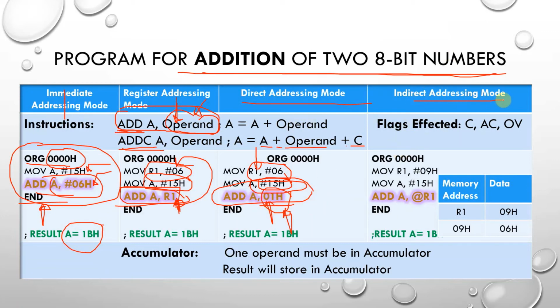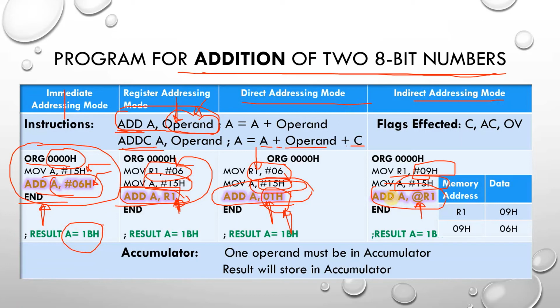The last is the indirect addressing mode. In this, the R1 register contains a value which is not the data or the operand, but is the address from where the data or operand will be fetched. The accumulator will contain one of the operands as usual. The addition instruction will use the indirect addressing mode, as depicted by the presence of the @ symbol.